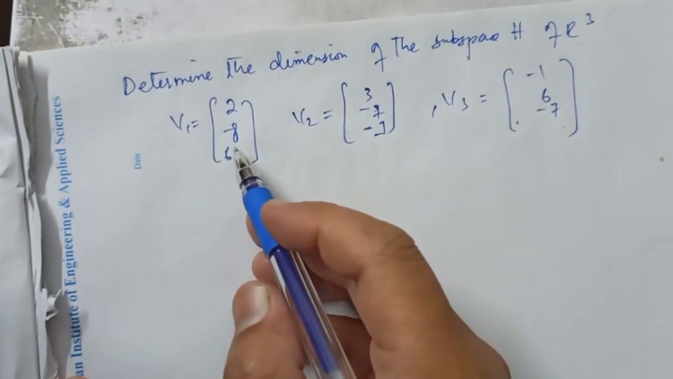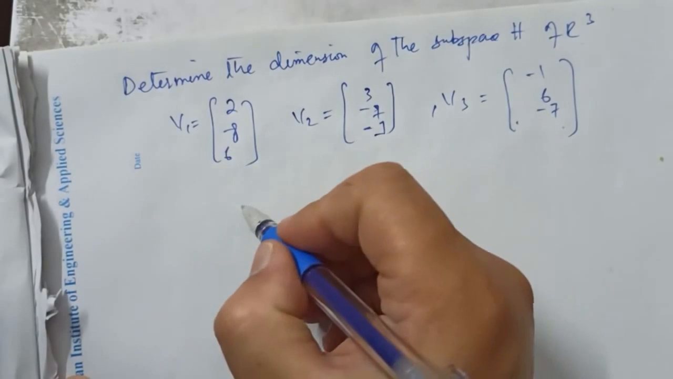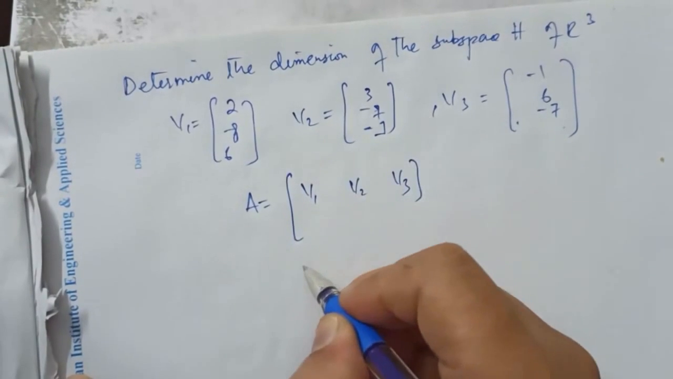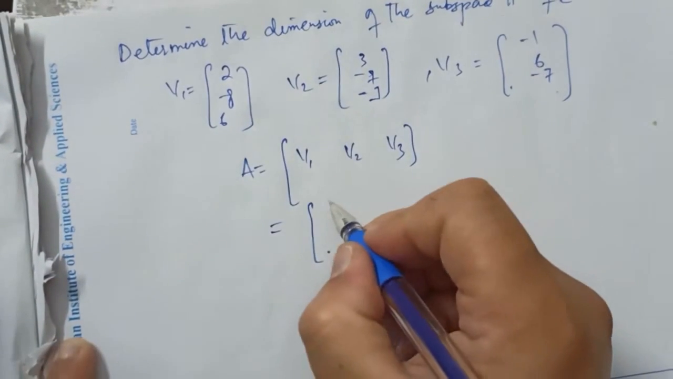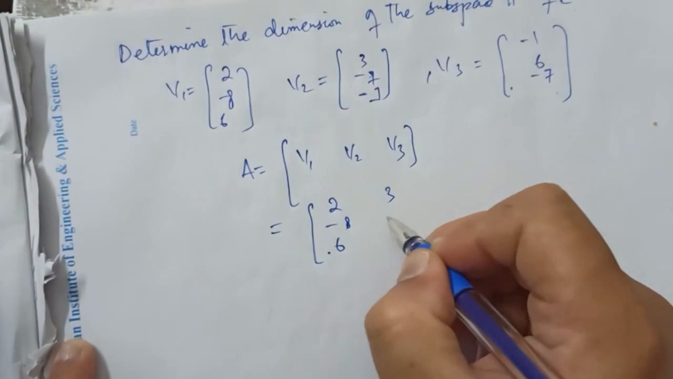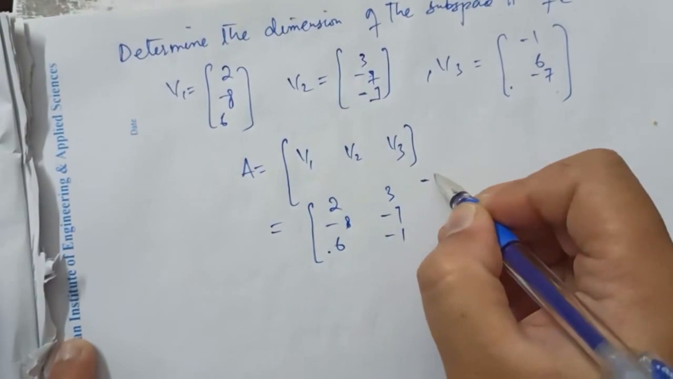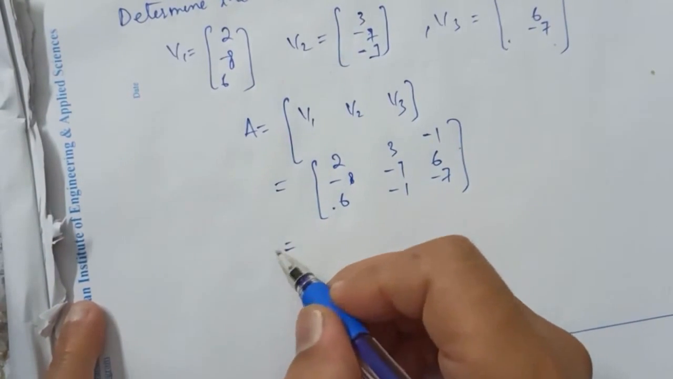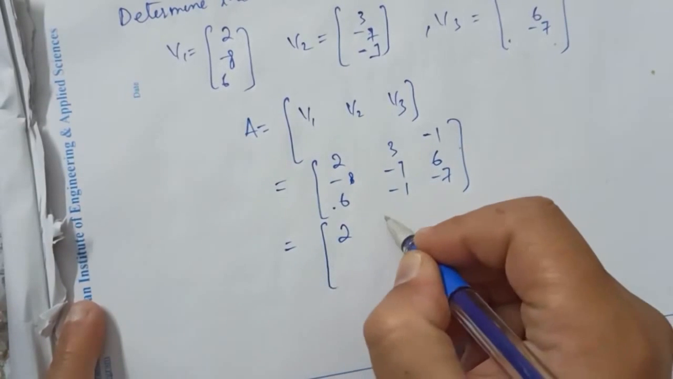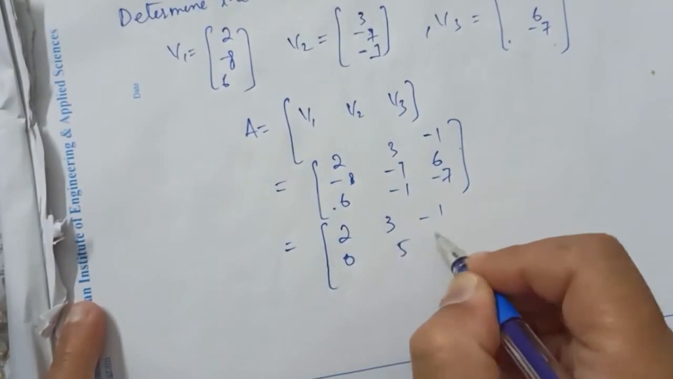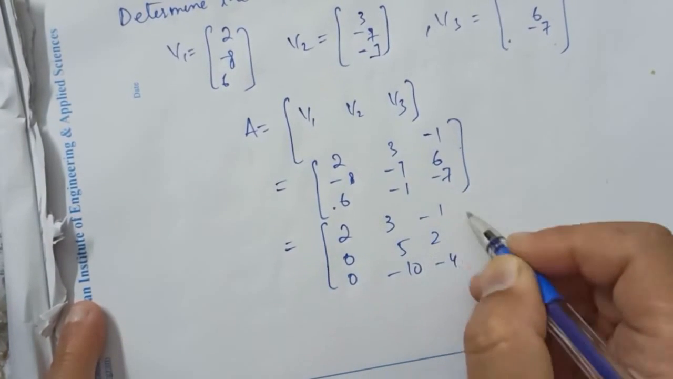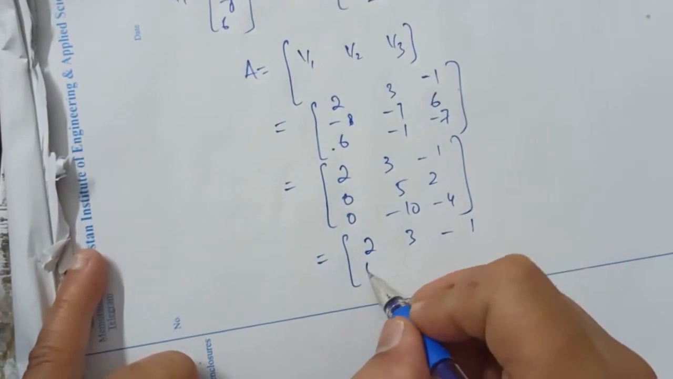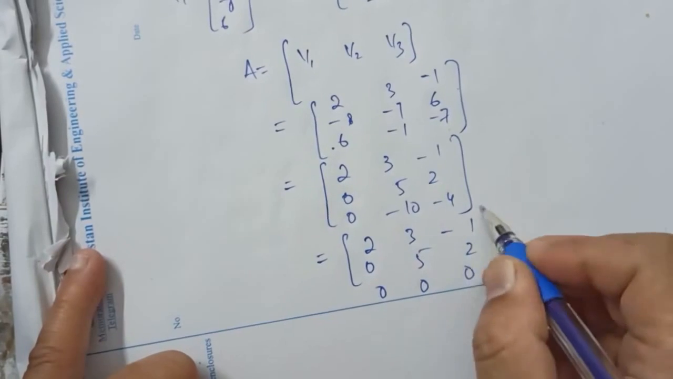So it is quite easy. What we do here is build a matrix A = [v1 v2 v3], which becomes 2, -8, 6; 3, -7, -1; -1, 6, -7. If I do the row reduction on that, it becomes 2, 3, -1; 0, 5, 2; 0, -10, -4. And if I do it further, that becomes 2, 3, -1; 0, 5, 2; 0, 0, 0.